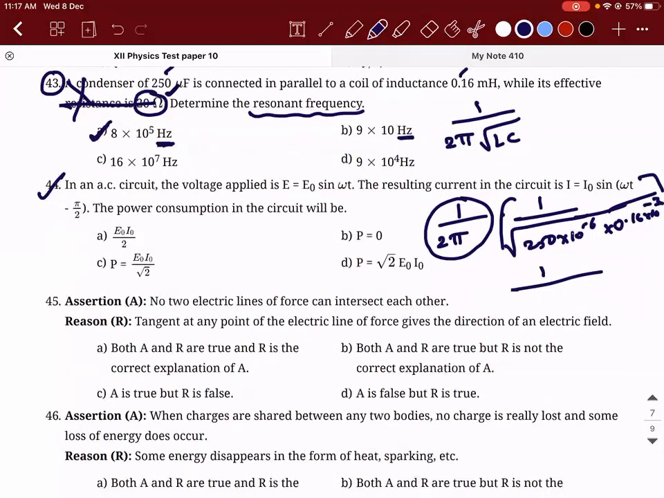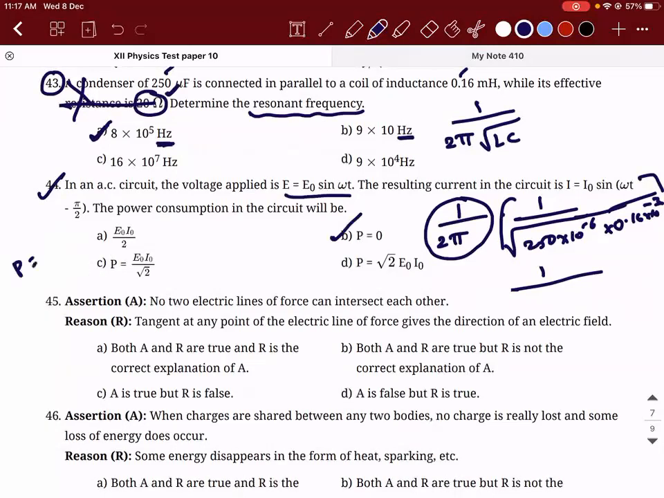So in an AC circuit, the voltage applied is E equals E naught sine omega t. The resultant current in the circuit is I equals I naught sine of omega t minus pi by 2. The power consumption in the circuit will be E naught into I naught divided by root... No, actually, power consumption will not be E naught into I naught by root 2. It will be 0.